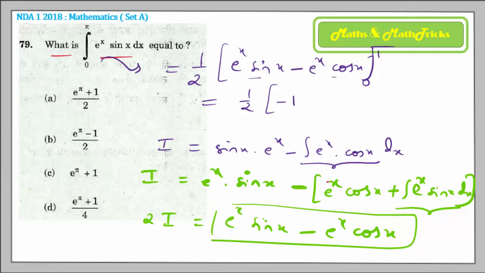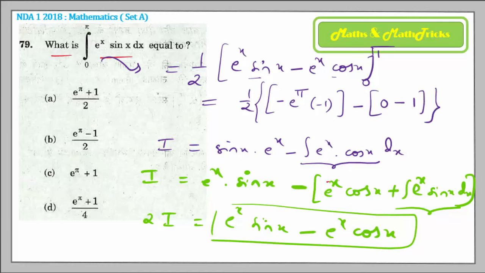But first we have to substitute pi, right? Upper limit. So when you substitute the upper limit, sin pi is 0. So we are basically getting minus e power pi cos pi. Cos pi is minus 1. Right? Cos pi is minus 1. Now let me write. So this is done with the upper limit. Now minus lower limit portion. When you substitute 0, the first value is 0 minus the next value. E power 0 is 1, cos 0 is 1. So it is 1. So this is what you are getting.